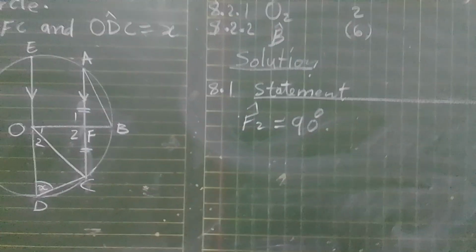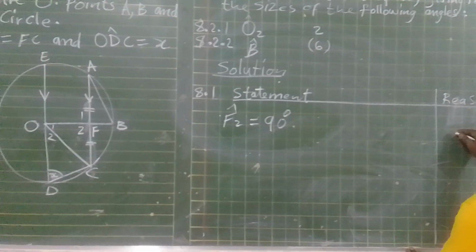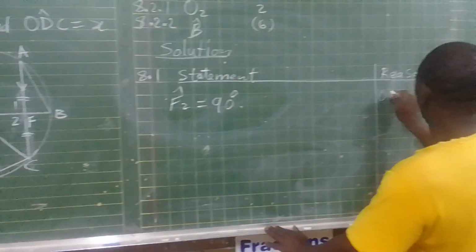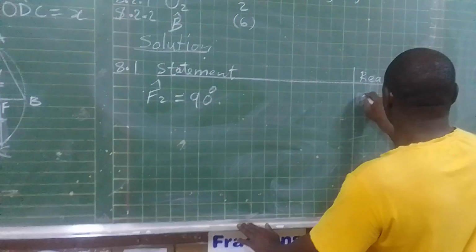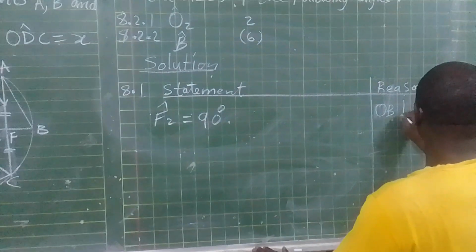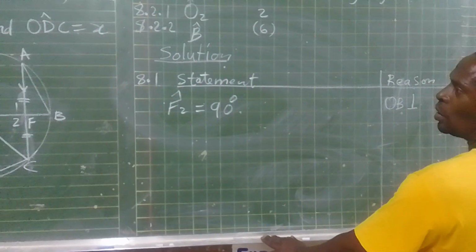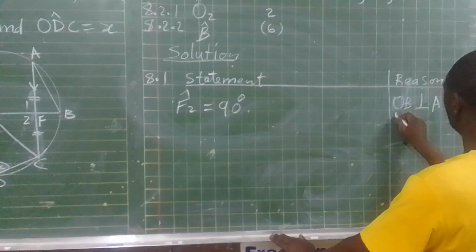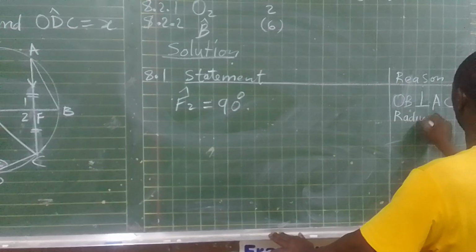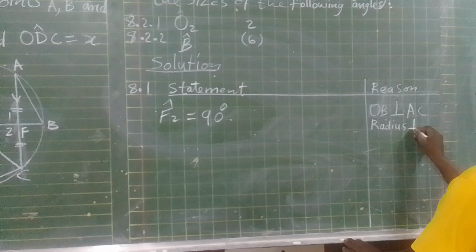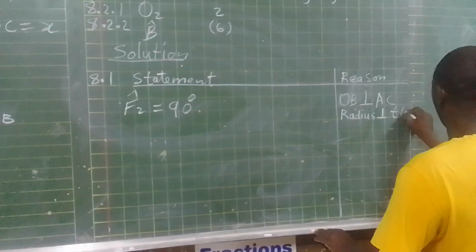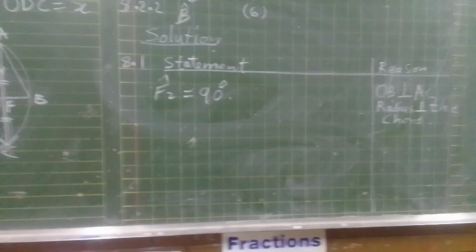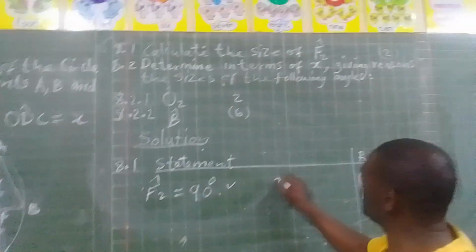The reason for that is OB perpendicular to AC, meaning that radius perpendicular to the chord. You have the 2 marks.